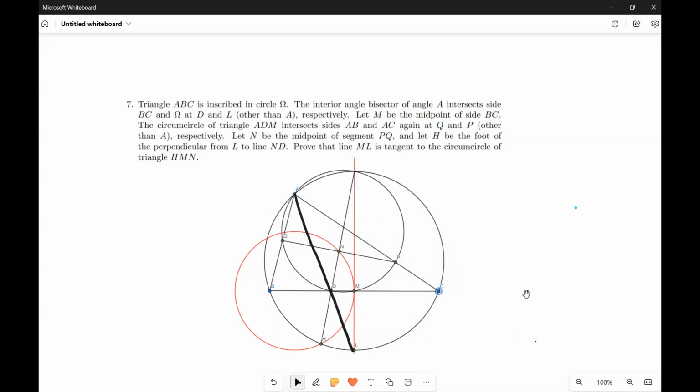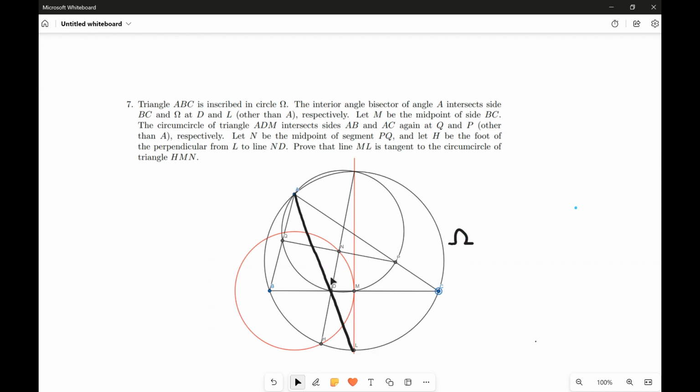Triangle ABC is inscribed in circle omega. The interior angle bisector of angle A intersects side BC at D and omega at L, other than A, respectively. Let M be the midpoint of side BC. The circumcircle of triangle ADM intersects sides AB and AC at Q and P.